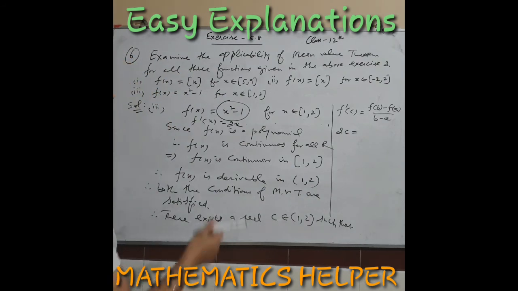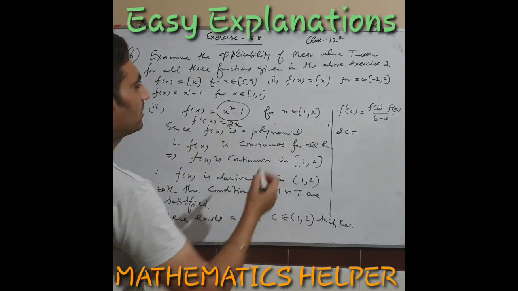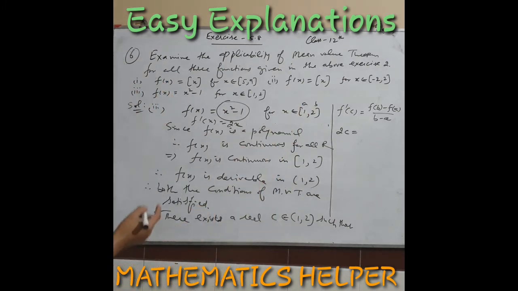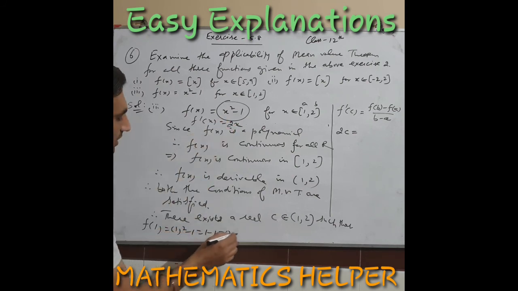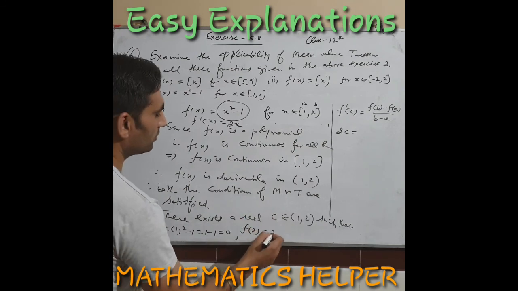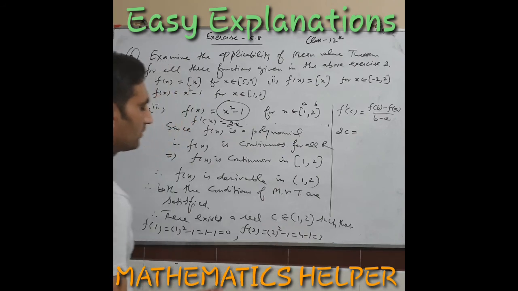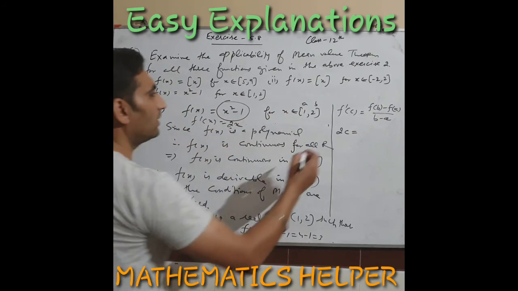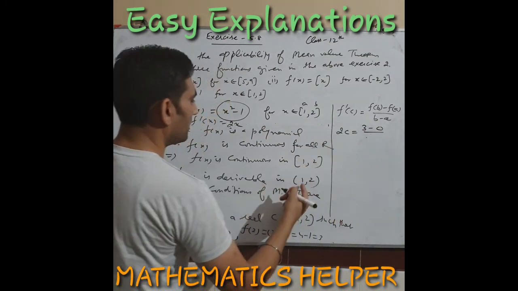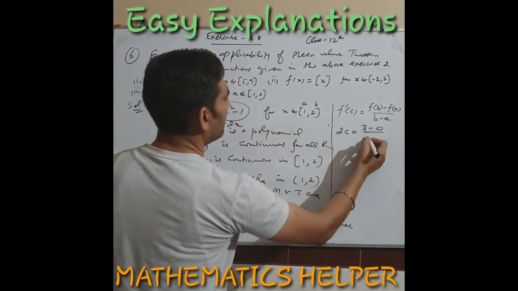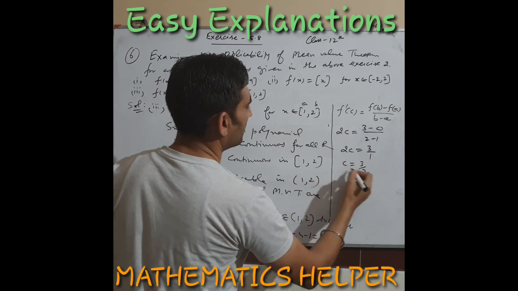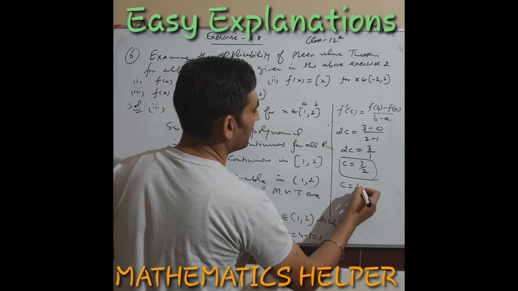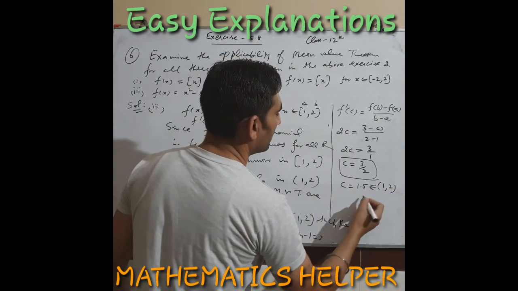What is f(b)? What is the value of this function at 2? They are a and b. So f(a) is f at 1, it will be 1 square minus 1, which is 0, and f(b) means f(2), 2 square minus 1, 4 minus 1 equal to 3. Filling these values in the calculation, you have 3 minus 0 over 2 minus 1. So you have 2c equals 3 over 1, or c equal to 3 over 2. And this 3 over 2 means c is equal to 1.5, which belongs to the open interval 1 comma 2.